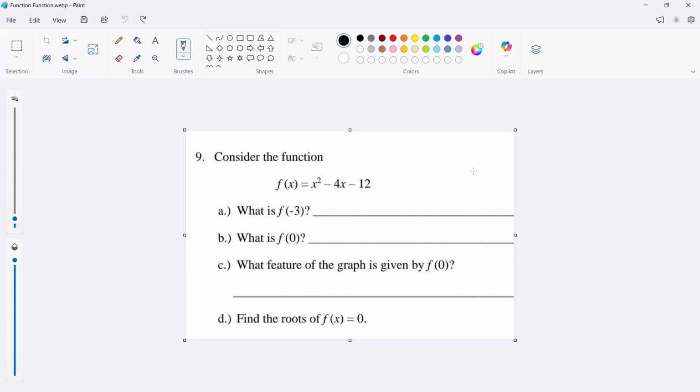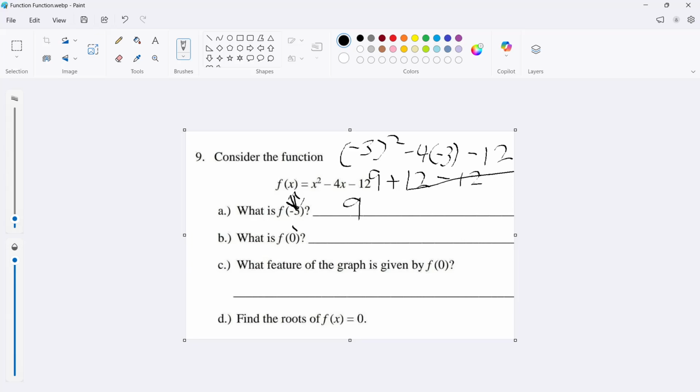Now, what is f of minus 3? Notice how that minus 3 is exactly where x is. That means you plug in minus 3 for x. So this is minus 3 squared minus 4 times minus 3 minus 12. Minus 3 squared is 9. Negative 4 times negative 3 is positive 12. Minus 12. 12 minus 12 is 0. That's 9.